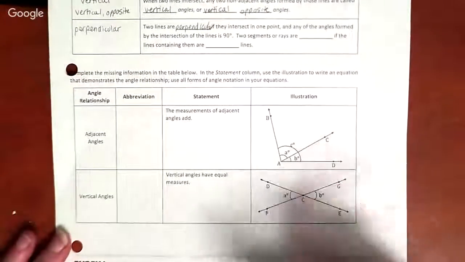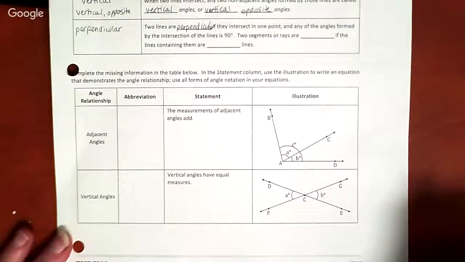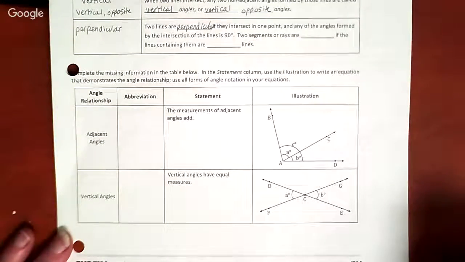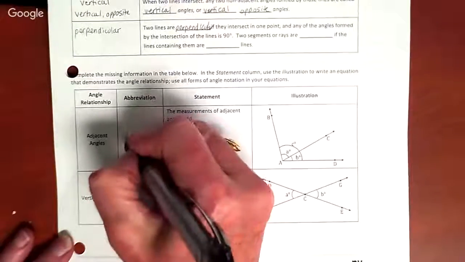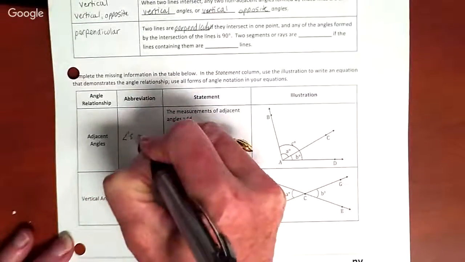Next, complete the missing information in the table below. In the statement column, use the illustration to write an equation that demonstrates the angle relationship. Use all forms of angle notation in your equation. Basically, what we're doing here is actually making the abbreviation. And here we have the abbreviation of angles that are adjacent.